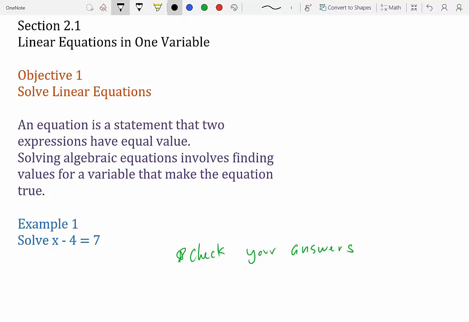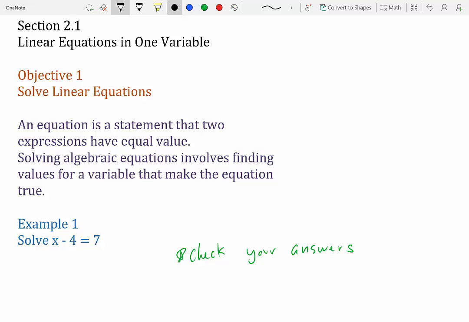Section 2.1, Linear Equations in One Variable. Objective 1, Solve linear equations. An equation is a statement that two expressions have equal value. That means the left and right sides equal each other. Solving algebraic equations involves finding values for a variable that makes the equation true.